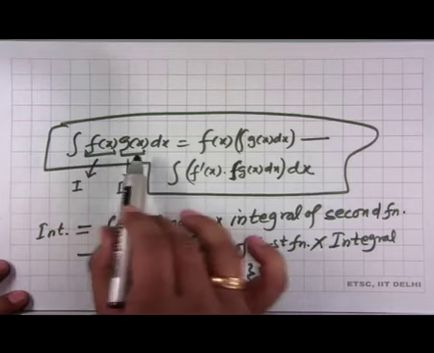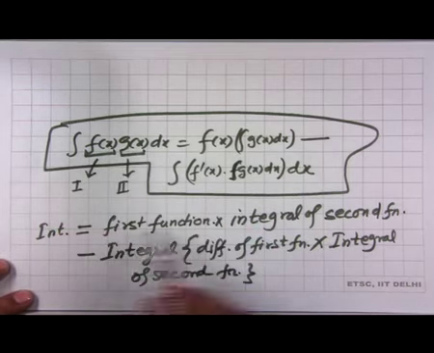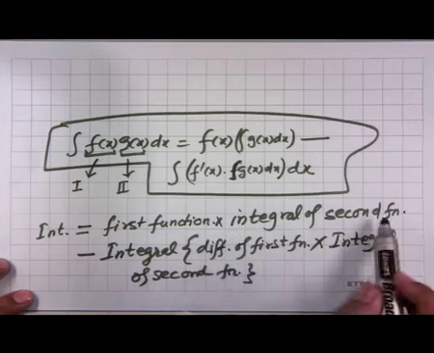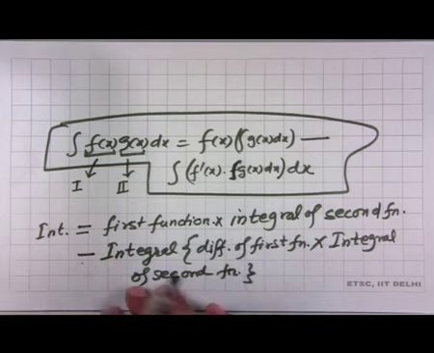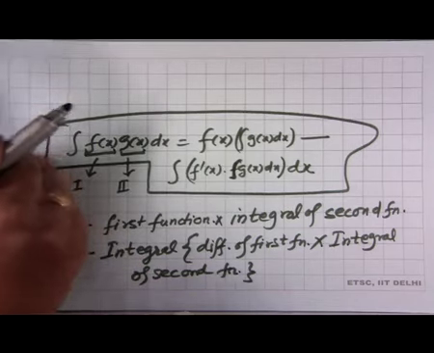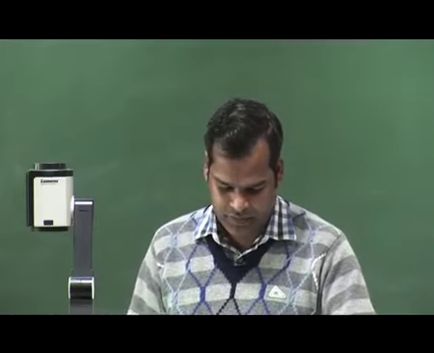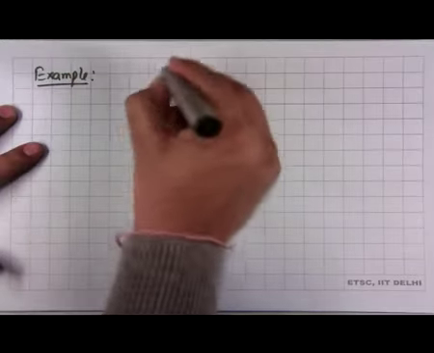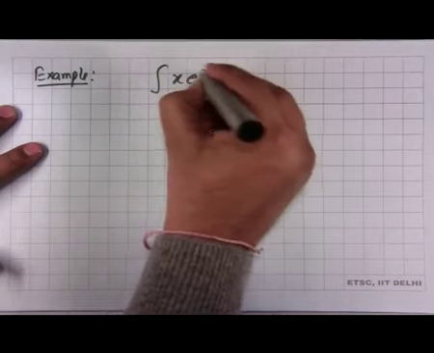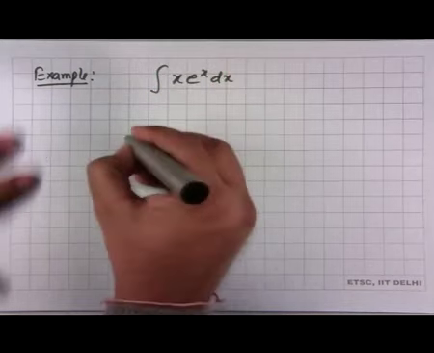So, the integration of the product turns out to be the first function times the integral of the second function, minus the integral of the differentiation of the first function times the integral of the second function. Let us look at one quick example which will help us to understand this formula. Very simple example: to evaluate x e raised to power x dx.